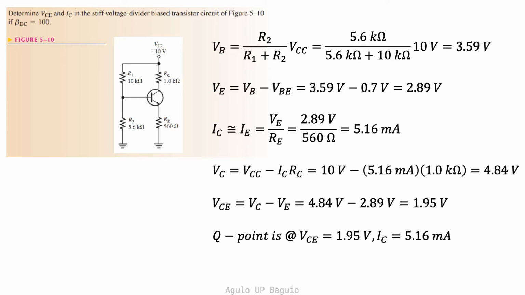Now VCE is the difference between VC minus VE. Note that the collector voltage is measured with respect to ground. So we have to subtract VE from VC to get VCE. This gives us VCE equals 1.95 volts. Thus the Q point is at VCE equal to 1.95 volts and IC equals 5.16 milliamperes.